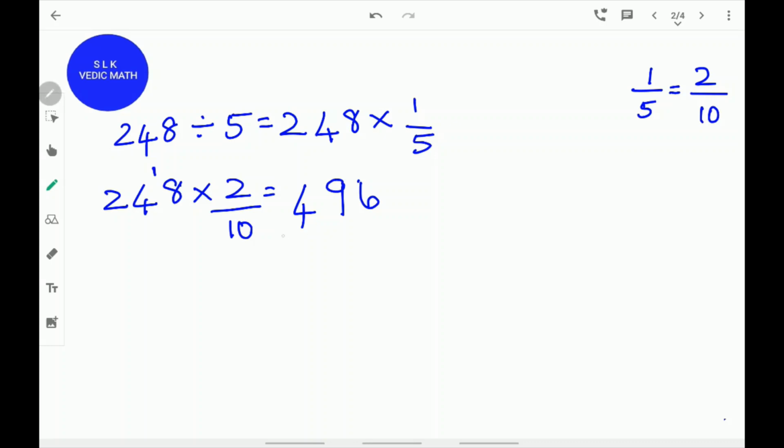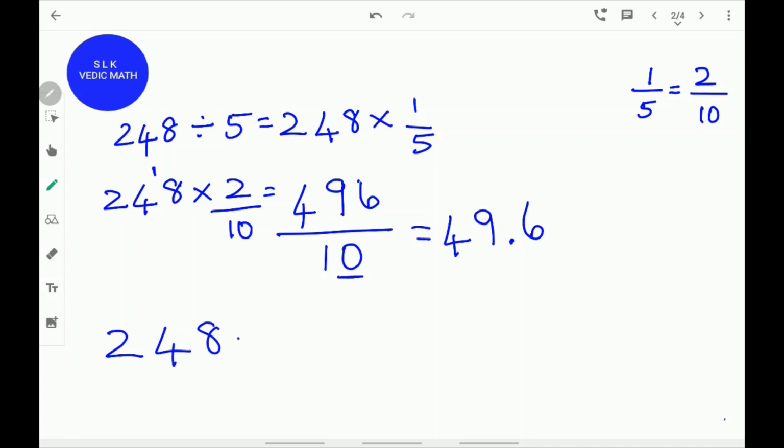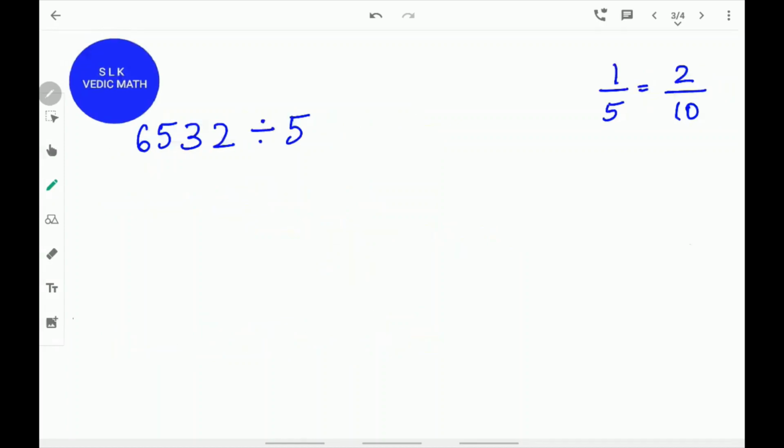So, divide 496 by 10. Place a decimal point 1 digit before because there is 1 0 in 10. So, 49.6. So, 248 divided by 5 is 49.6. Let's try one more example.